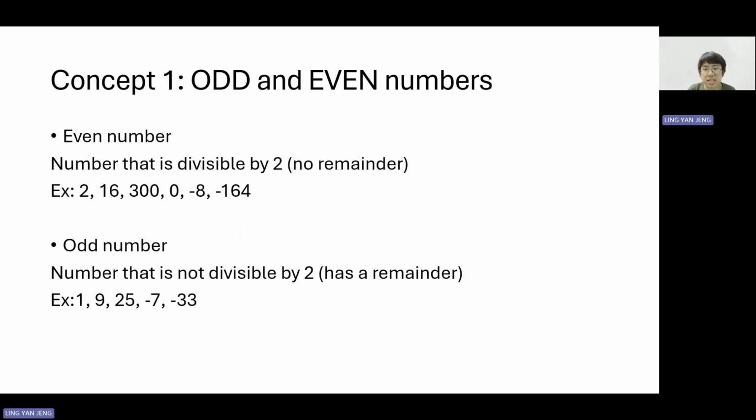Now I want to talk about some concepts to help understand my topic better. The first concept is what an odd number is and what an even number is. An even number is a number that is divisible by 2, which means it has no remainder, like 2, 0, -8, and so on. And yes, 0 and negative integers are counted. On the other hand, an odd number is a number that is not divisible by 2, which means it has a remainder after being divided by 2, like 1, -7, and so on. Remember this one. This concept takes a big role in the topic.